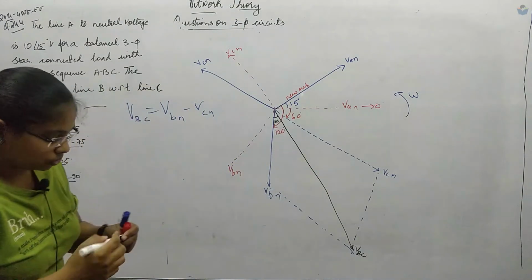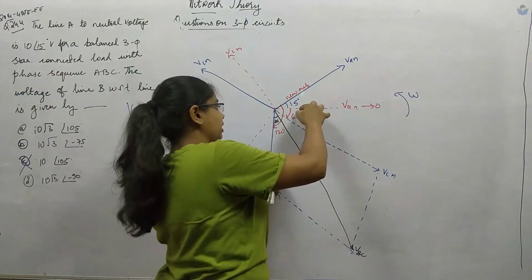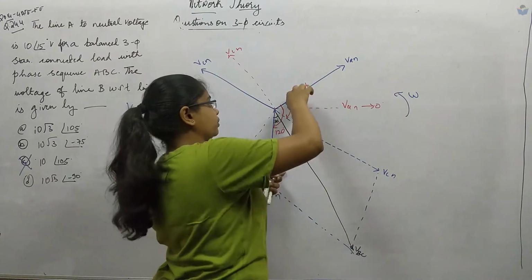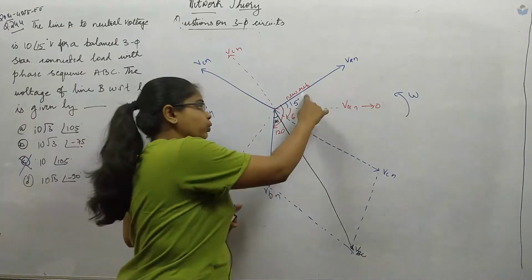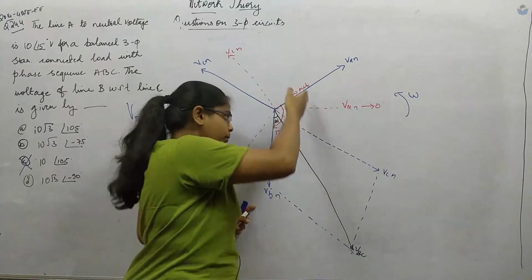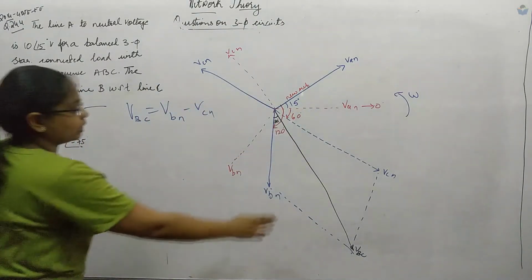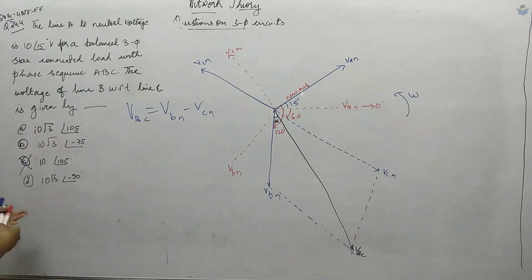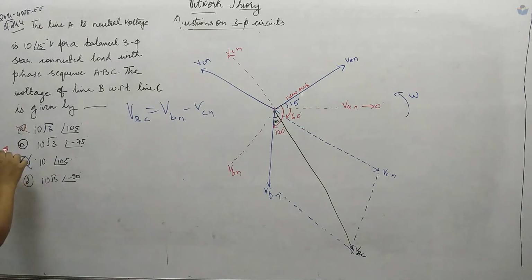Now we have got this as VBC. How do we calculate the angle now? This is 60 degrees. 60 plus 15 will give you 75 degrees. But phasor rotation is anti-clockwise, and we are coming downwards. That means it should be a negative angle. So in the options, this and this will get cancelled. Now we are left with minus 75 and minus 90.